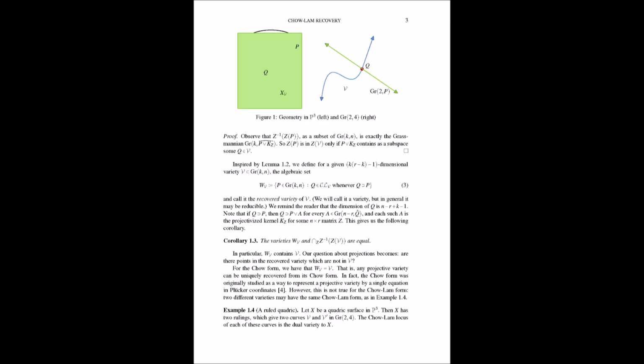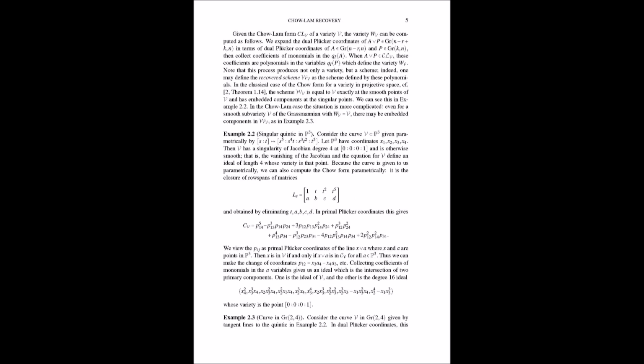Perfect. So let's look at example 6.1 in the paper. It focuses on a threefold in GR25, which essentially represents a collection of lines in four-dimensional projective space that meet three specific planes. Okay, so we have this threefold, our original object, and we're trying to recover it from its Chow Lam form. Right. Now, the Chow Lam locus for this threefold lives in GR35, so it's a collection of planes in the same four-dimensional space. And when we try to recover the threefold from its Chow Lam form, we get this recovered variety denoted WV in the paper. And this WV is where those extra components show up.